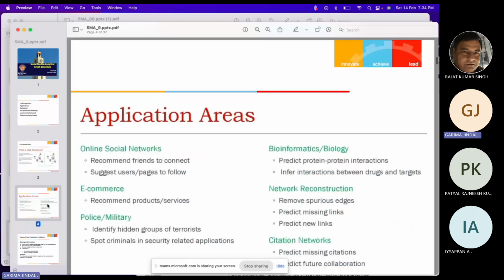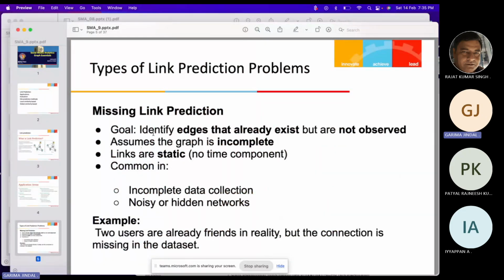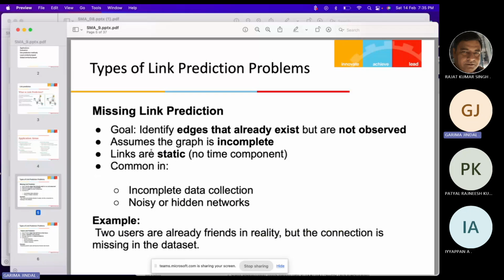We have seen that link prediction has huge applications in various different domains. Then we have seen that the link prediction problem can be divided into two types. One type of problem is when we are given a graph that is incomplete and we are trying to predict the missing links in that graph. That is one of the methods, and this method is on a static network. In the static network, there might be certain links that are missing, and whenever we try to identify those missing links, that problem is called missing link prediction.